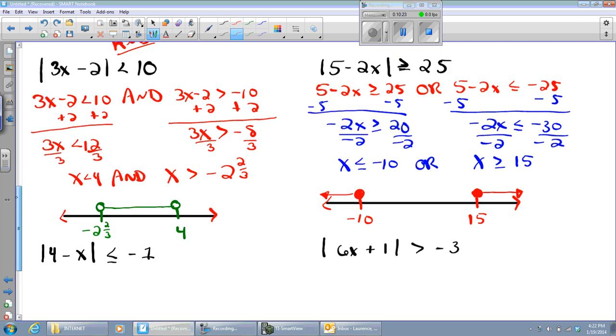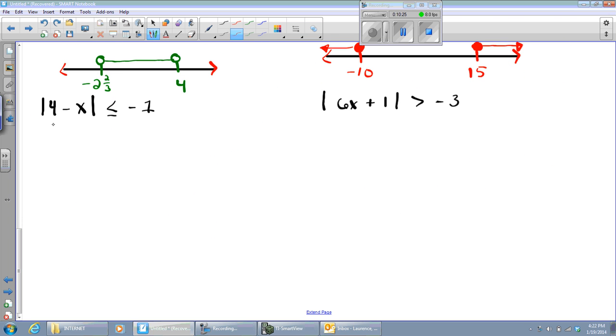Okay, last two problems. What's my center here? My center is going to be 4, right? Because that'll make it 0. Whatever makes the inside 0 is my center. So, what number is less than or equal to negative 1 units? This is my distance number, remember? So I'm traveling a distance of negative 1. That should bug the heck out of you. You can't travel less than negative 1. This has no solution.